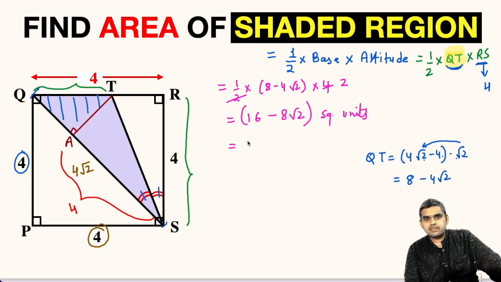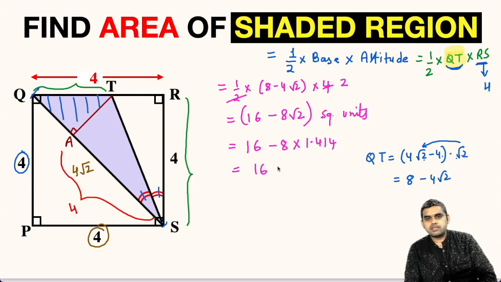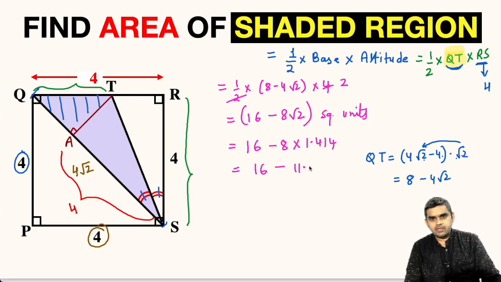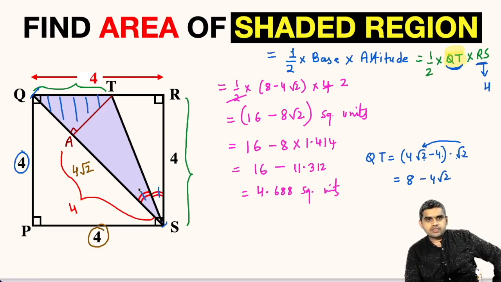We can express this in decimals also. So this will be 16 minus 8 times root 2, which is 1.414, so this will be equal to 16 minus 11.312, which will be equal to 4.688 square units. So the area of this shaded region QTS will be approximately 4.7 square units.